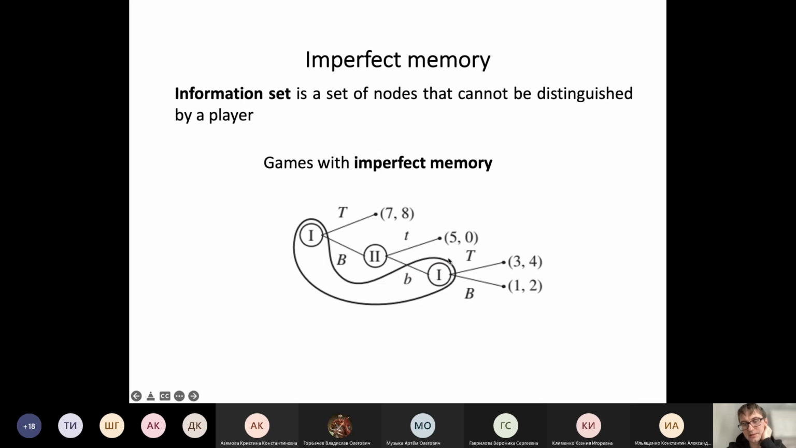It's again like here, first player forgets whether he made a decision here or not. So it's possible, but it's strange. Usually we don't expect players to behave this way. So this is not what we usually expect from the game.